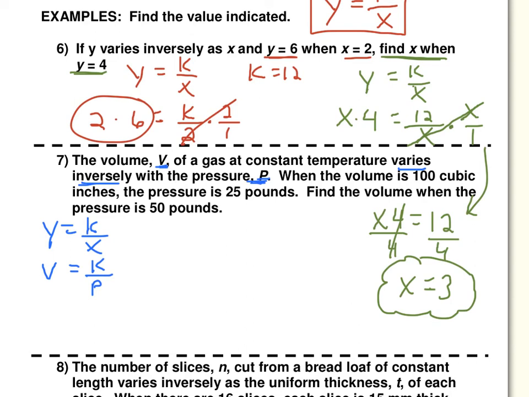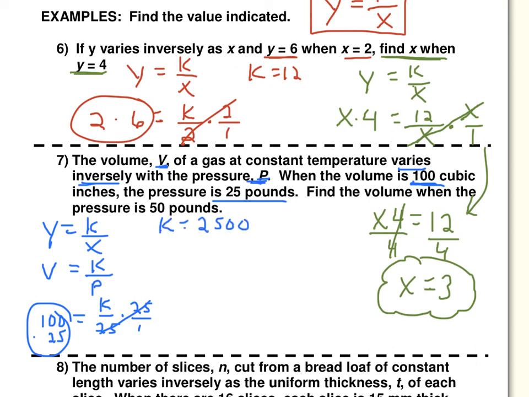Now I'm going to substitute my numbers. When the volume is 100 cubic inches, so I'll put 100 here. The pressure is 25 pounds, so I'll put k over 25. Now to solve for the constant of variation, I'm going to multiply both sides by 25 so that that cancels, and I know I do 100 times 25. So when I get that, I get the constant is 2,500. So that's my constant of variation.